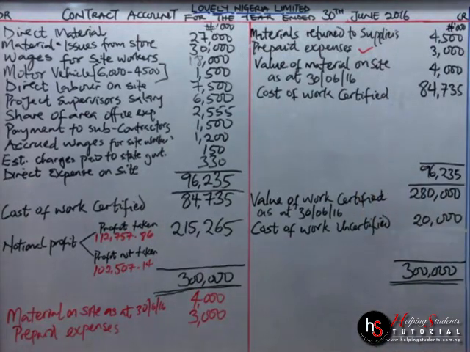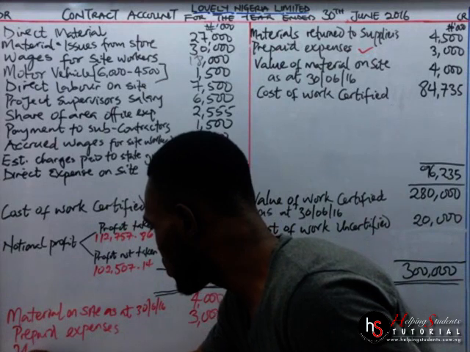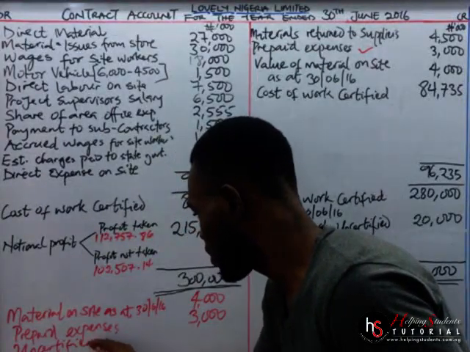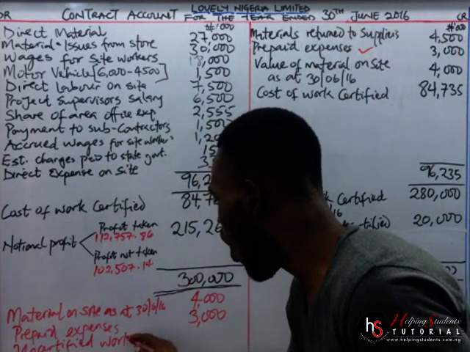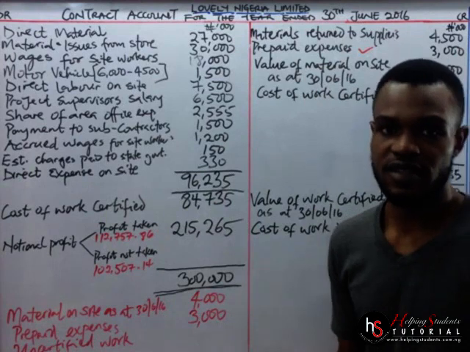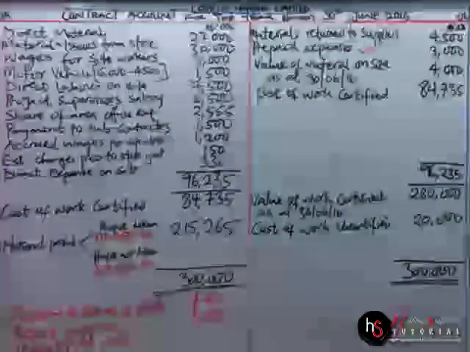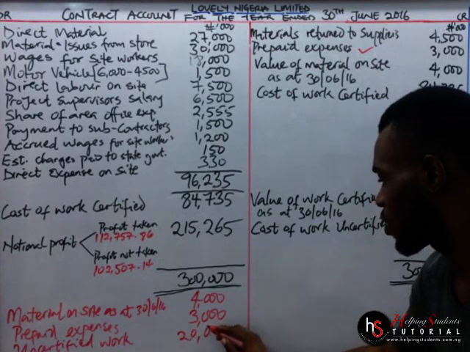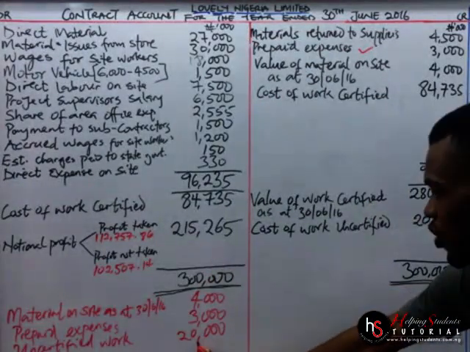And the final one we have is what? The uncertified work. Remember, uncertified work, value of work uncertified. It is the same thing. And what is the value? We have 20,000. Okay? So we'll leave it this way.